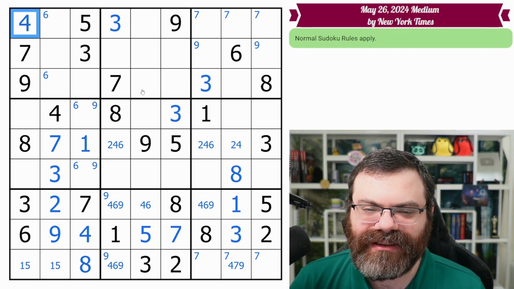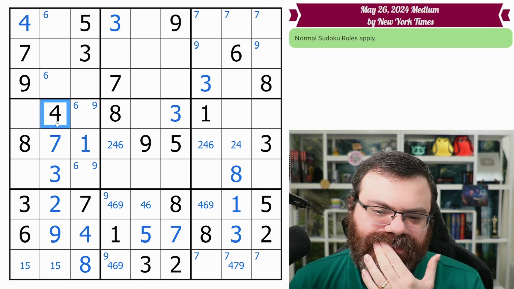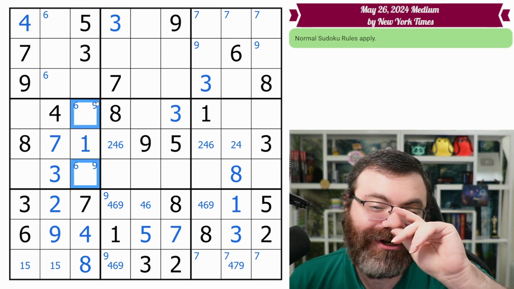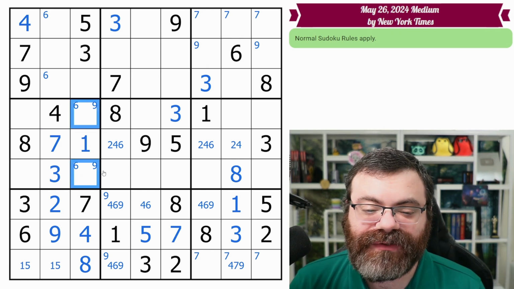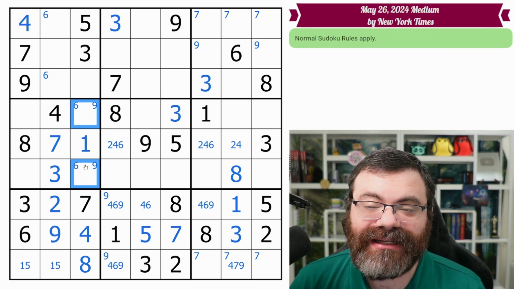This 4, does it affect things in this band? It doesn't seem to right now. Okay. All right, so back to here. After all that, we took care of the pointing, right? But after all that, what we have discovered here is that this is a hidden 6-9 pair.